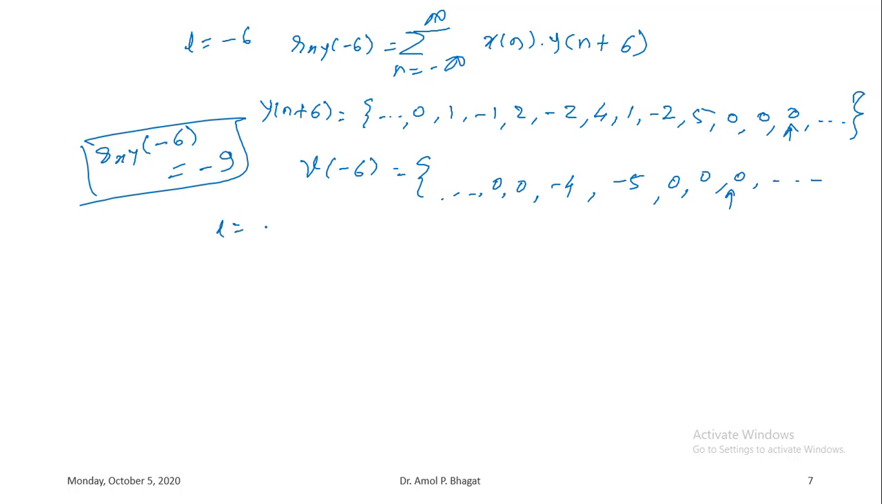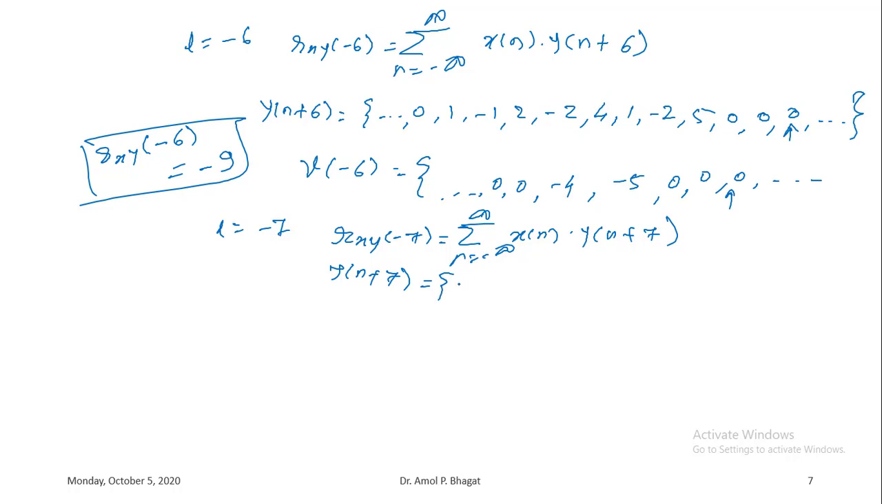Similarly, you can identify L is equal to minus 7. Rxy of minus 7 is equal to the summation n is equal to minus infinity to infinity x of n into y of n plus 7. So you will write y of n plus 7 here. y of n plus 7 will be again 0, 1, minus 1, 2, minus 2, 4, 1, minus 2, 5, 0, 0, 0. Origin was at the third 0, now it will be at the fourth 0, and so on. Similarly, the product sequence will be indicated as v of minus 7.